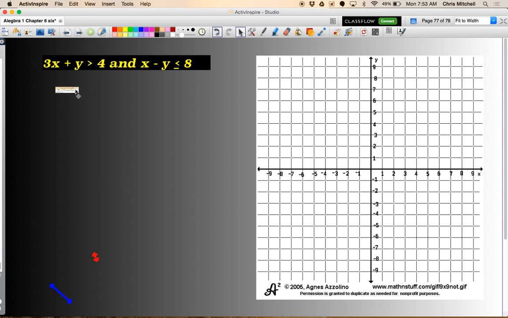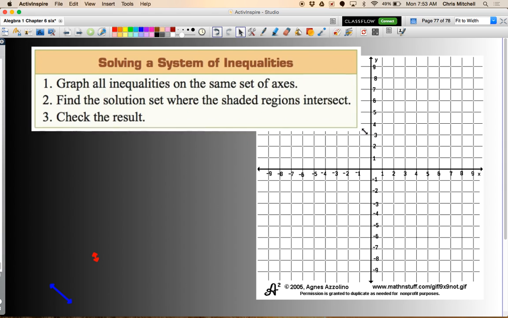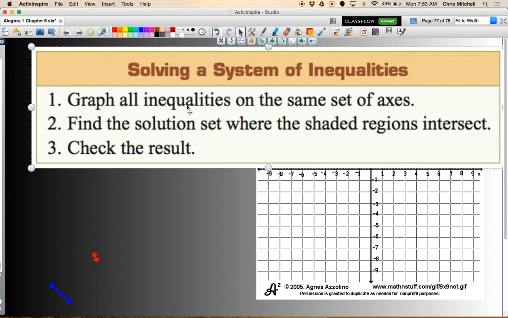Guys, today we're going to be learning about solving a system of inequalities. So I want you to go ahead and pause the video at this time, and you're going to write down the steps for solving a system of inequality. Go ahead, take a minute, pause the video, and write down these steps.